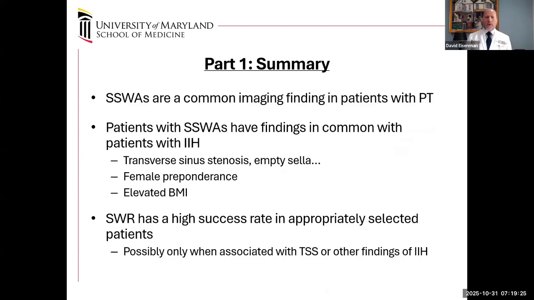So just to summarize where we were now, we knew we had this group of patients with this radiographic finding of a sigmoid sinus wall anomaly. We knew that they had a lot in common with patients with IIH. And we knew that we could operate on them and it had a high rate of success, but maybe only in the patients who had the IIH findings, not people who had a dehiscence without the IIH findings.